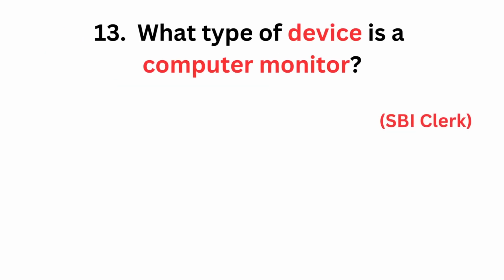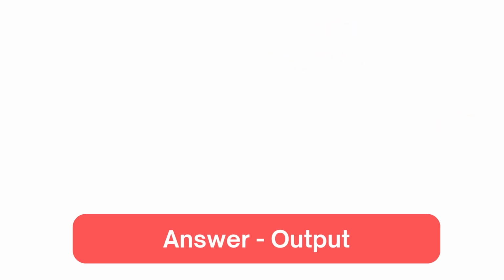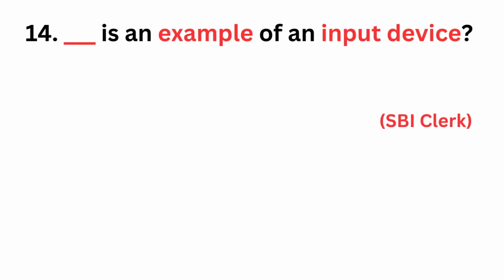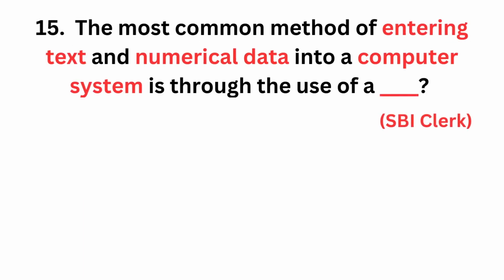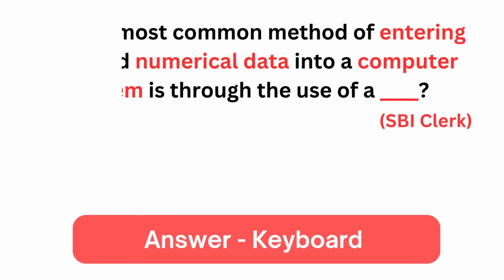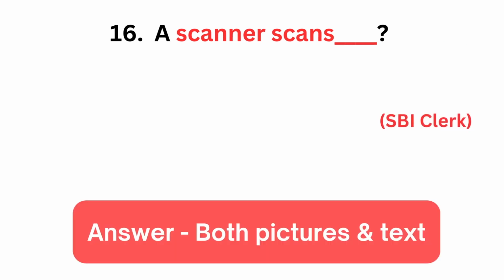What type of device is a computer monitor? Output. What is an example of an input device? Scanner. The most common method of entering text and numerical data into a computer system is through the use of a what? Keyboard. A scanner scans what? Both pictures and text.